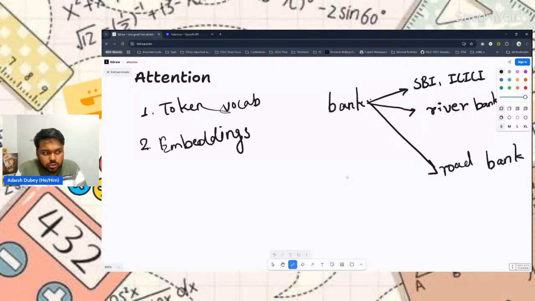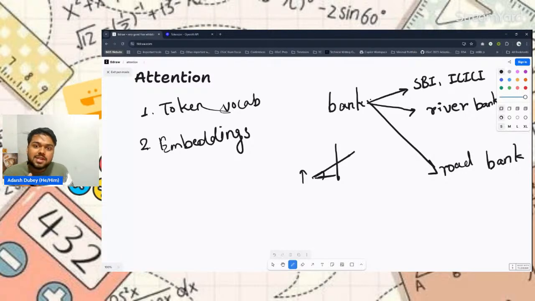And by the way, if you don't know what a road bank is, suppose this is a road going forward, then you just bank it by some angle, right? For racetracks, you need to have a banked road. So the road is now banked at an angle. You might have studied this in physics, right? So bank will also mean SBI, ICICI, and river bank, and also road bank.